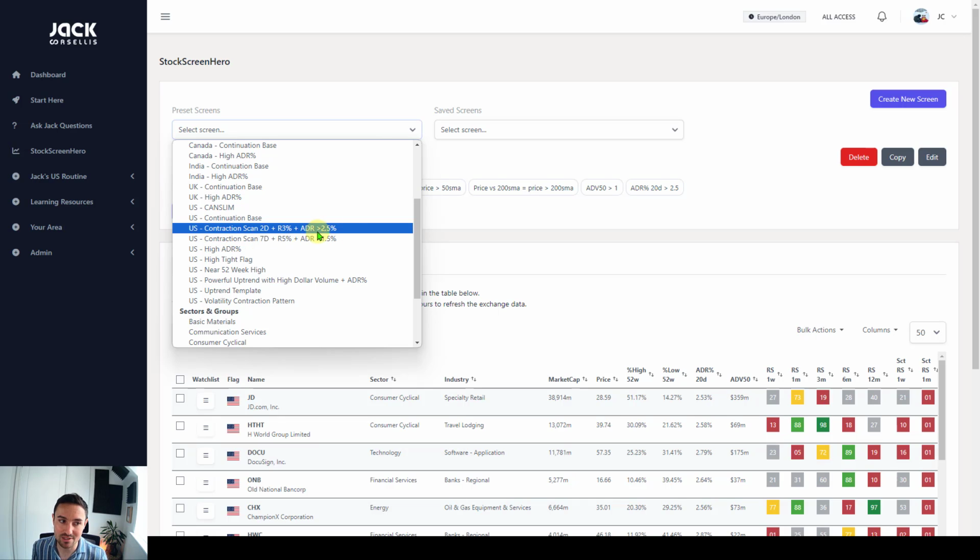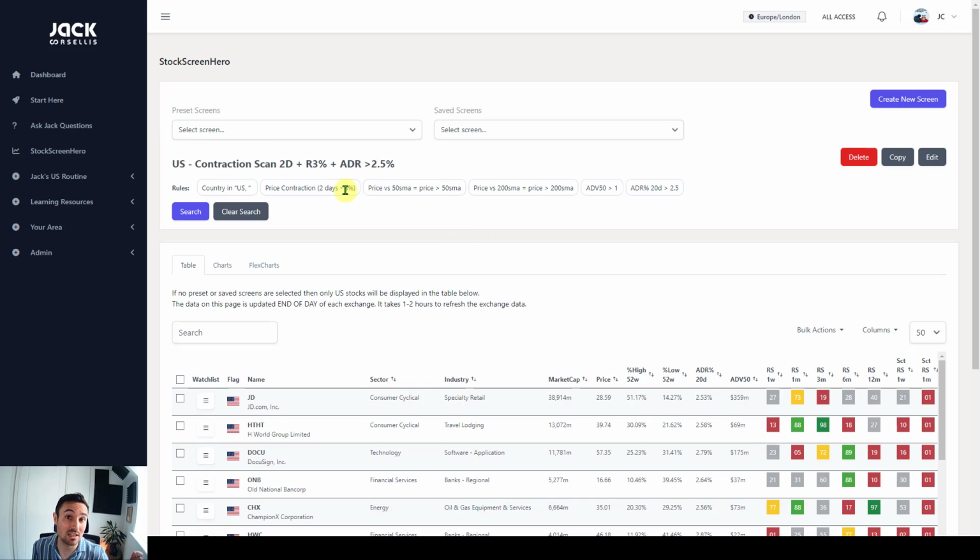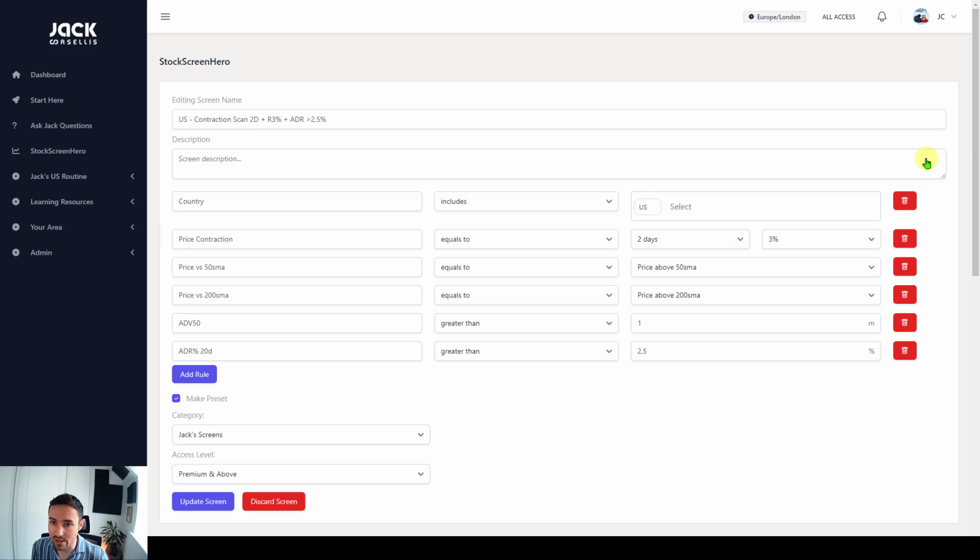Okay, the contraction scan on a 2-day basis where the range is in 3%, price is above the 50-day, above the 200 days. We're trying to make sure the stock is in an uptrend. The average daily dollar volume is greater than 1 million, to help filter out all the really illiquid stocks, and the 20-day ADR percentage is greater than 2.5%. You can create your own screens if you remember as well.